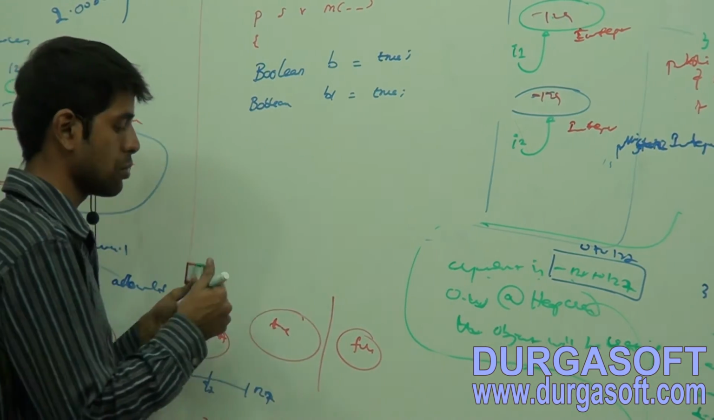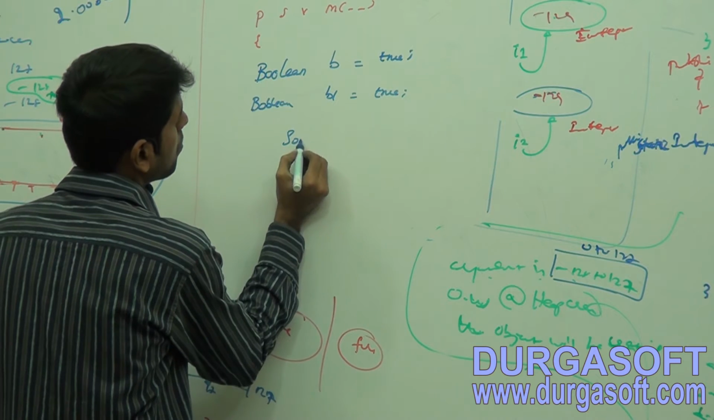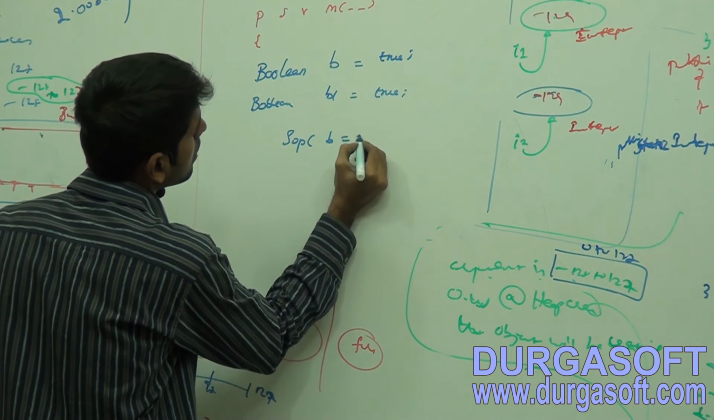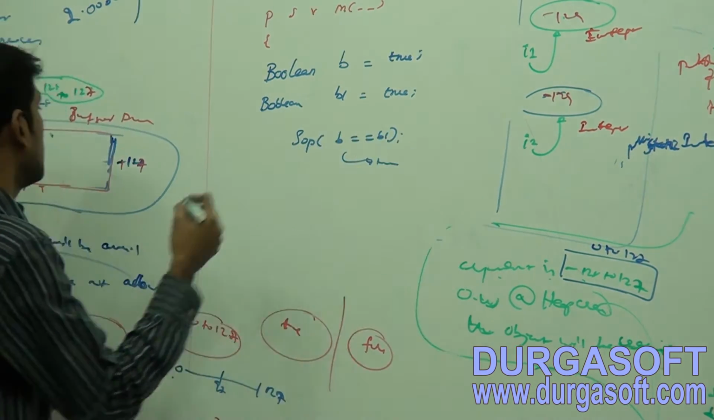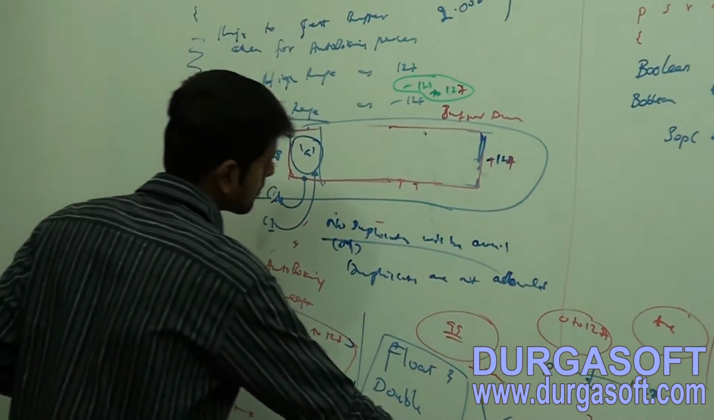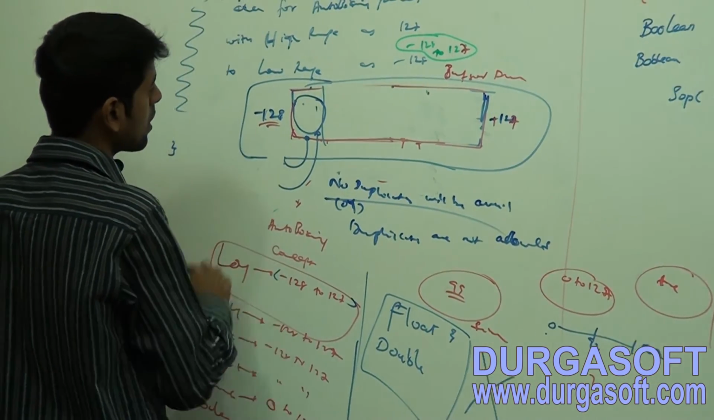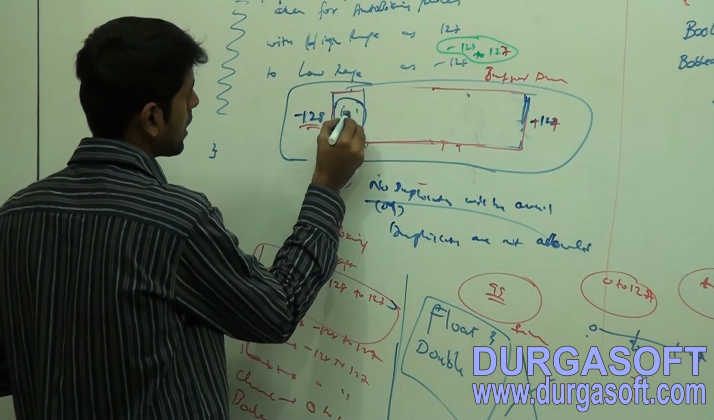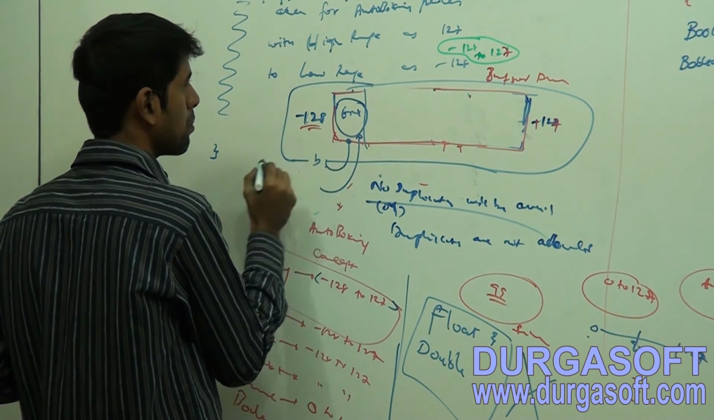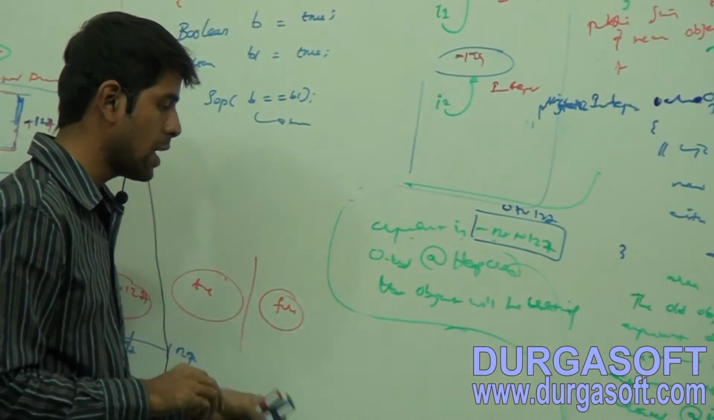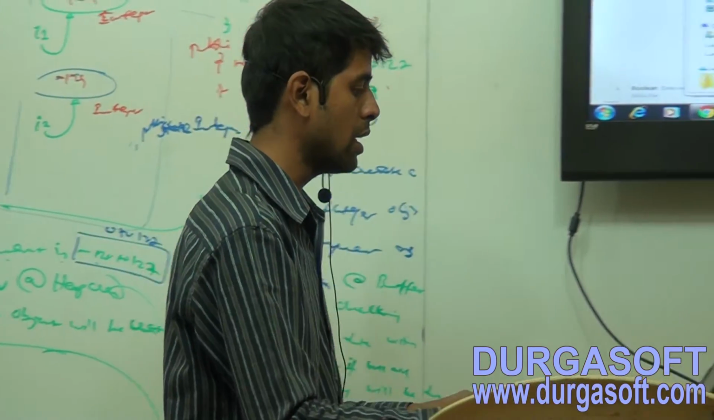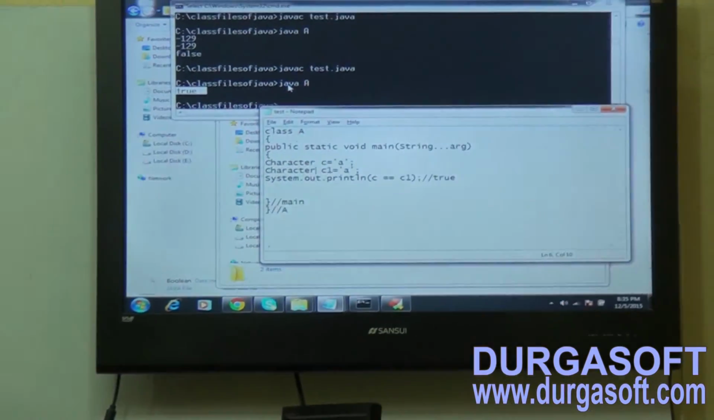Okay, now observe here, now SOP of b double equals b1. What is the output? True only, because there will be an object with the data true, and b1 refers to it. So the answer is true. Observe. Let me compile that.